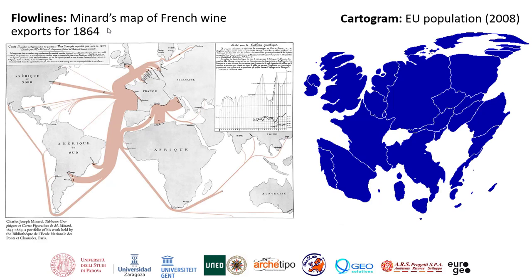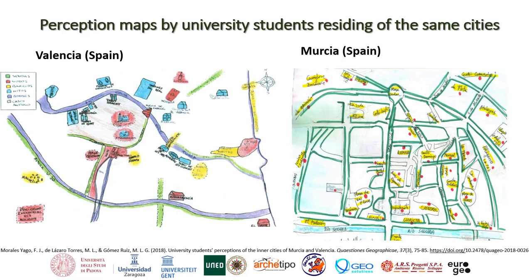Flowline maps, for example French wine exports, Minard. Cartograms. Both maps show the importance of the phenomena to be represented. And there are also perception maps, for example the university student map on the application of Lynch categories to their university city, in this case Valencia and Murcia in Spain.